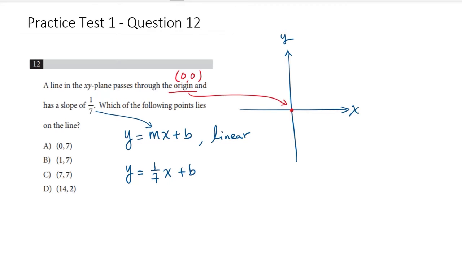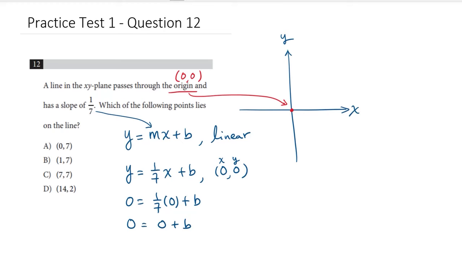And there was a piece of information in the beginning. The line will go through 0 and 0. So that means that is the point that we actually know for sure. So it will go through the 0 and 0. So that's the x and that's the y. And if you plug it in, x is 0 and y is 0, then you can figure out what the b is going to be. So 0 is equal to 1/7 times 0 plus b. So whatever times 0 is just a 0.